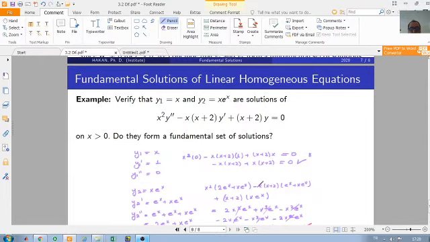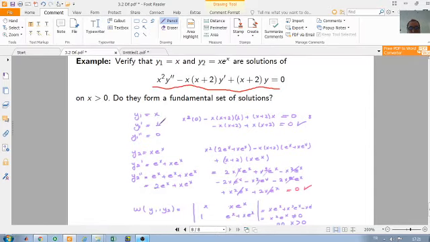Another example, verify that y1 is equal to x and y2 is equal to x times e to the power x are solutions of this differential equation for positive values. Do they form a fundamental set of solutions? So similarly we will find the first and second derivative of the first function. They are equal to 1 and 0 respectively.